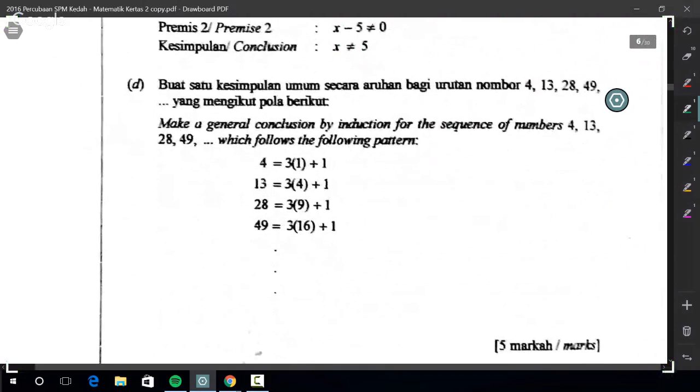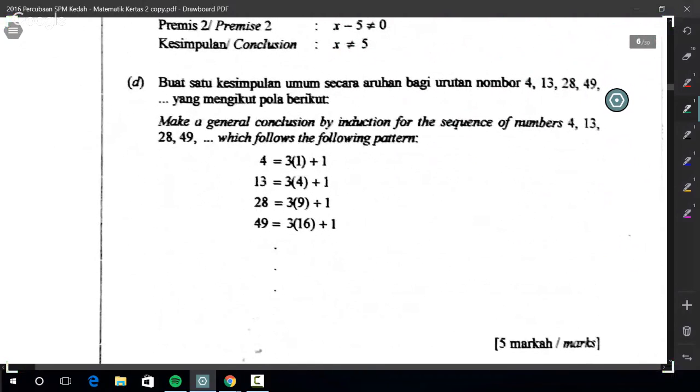And then this one, okay, make a general conclusion by the induction for the sequence of the number 4, 13, 28, 49. All right, so yeah, this is the thing here. In order to form the sequence, first thing is we always write down the constant one. Means you see all the numbers is the same here for 3. This one is not the same, so we'll stop it here first. Everything is plus, so I copy the plus. Everything is 1, so I copy the 1.